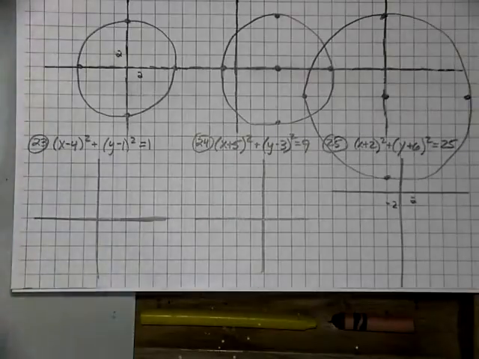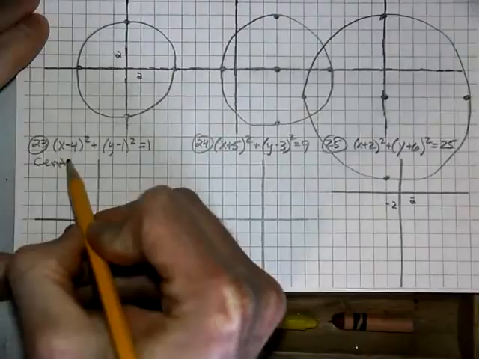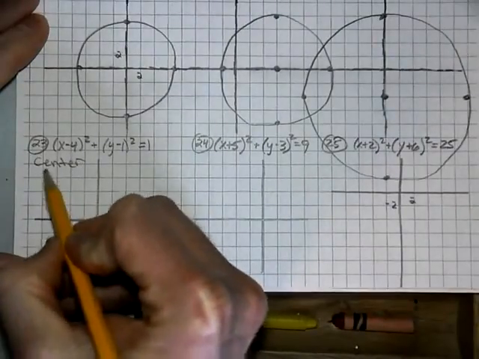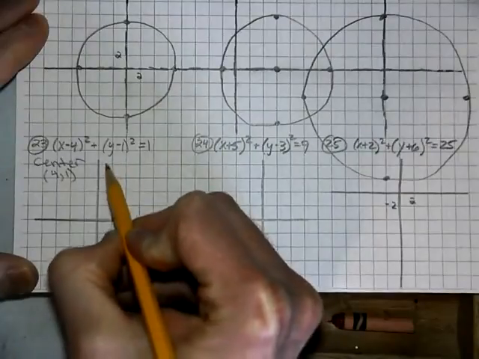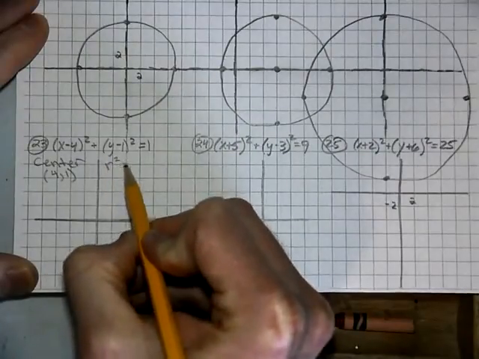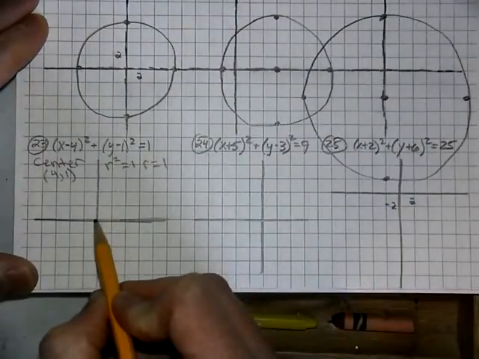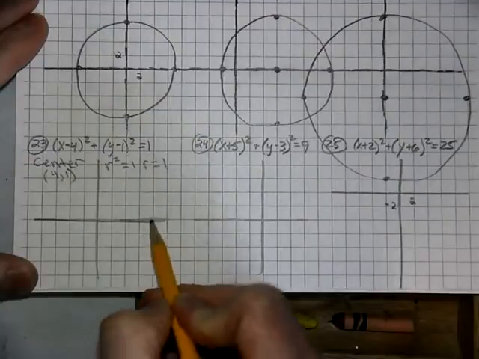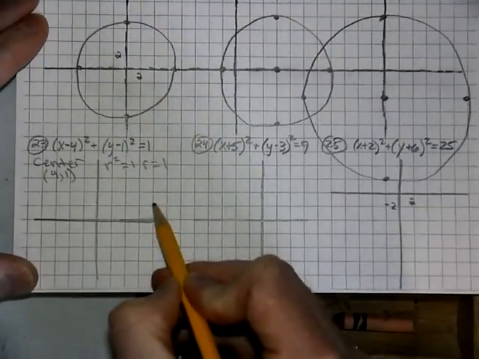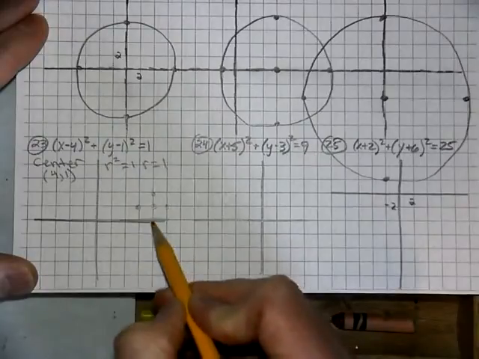For number 23, we're going to find the center, and the center is at 4, 1, and the radius squared equals 1, so the radius is going to equal 1. So a positive 4, positive 1 for your center. Then you go 1 unit to the right, up, left, and down.